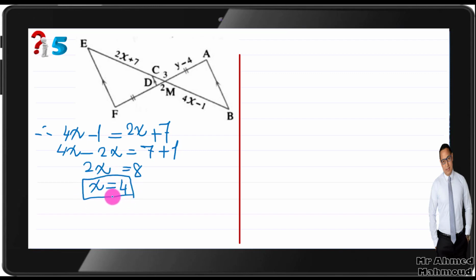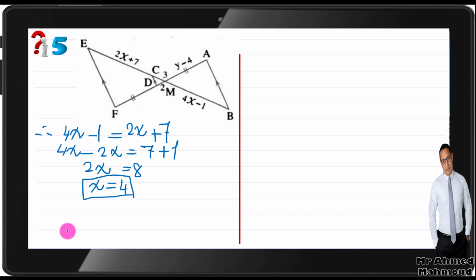Okay, now to find the value of y. Here, by using AB parallel to CD, as you see, 2 over 3 equals y minus 4 over this number. Or by another way, 2 over y minus 4 equals 3 over 4x minus 1. The two ratios are correct.